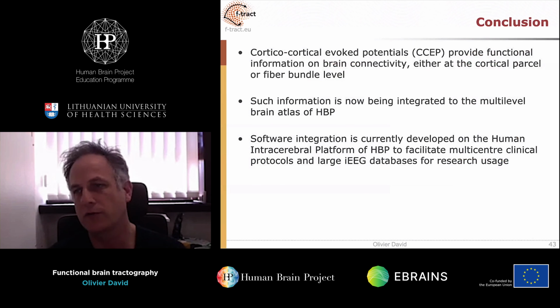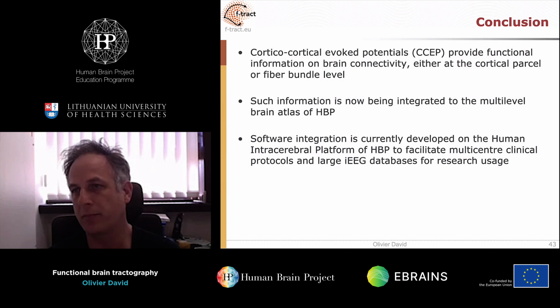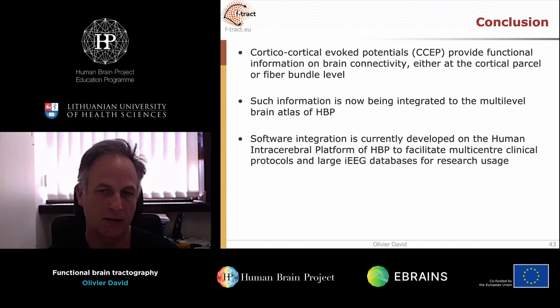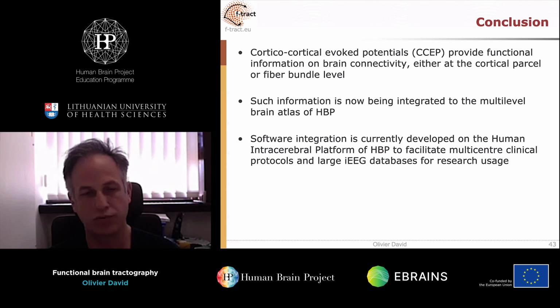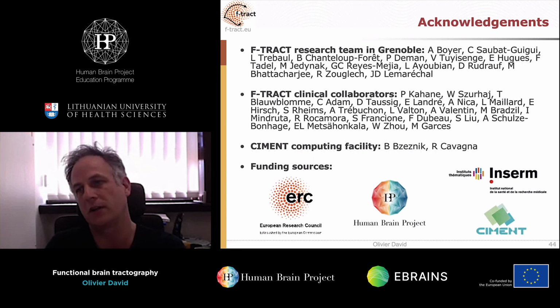Okay, so to conclude, I've shown you that with intracranial EEG, we can start to map dynamical properties of cortico-cortical connectivity, that this information is being put into the HBP Atlas, and also that we are developing for iEEG research a platform that will be open to anyone who is interested in processing SEEG data with the large computer facilities of HBP. Well, thank you for your attention, and I thank all my colleagues who work on this project.